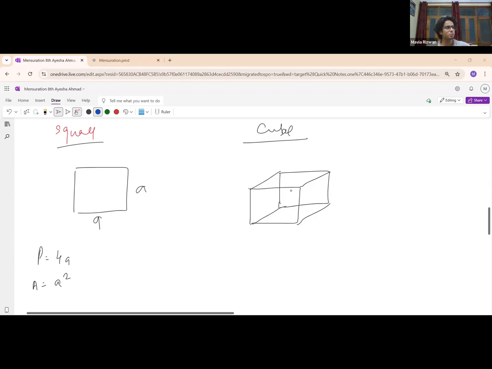The concept is totally clear. Yes, Aisha, any doubts in any concept?